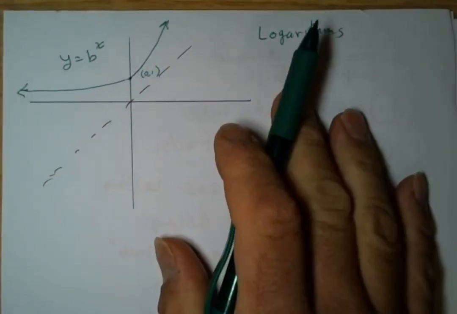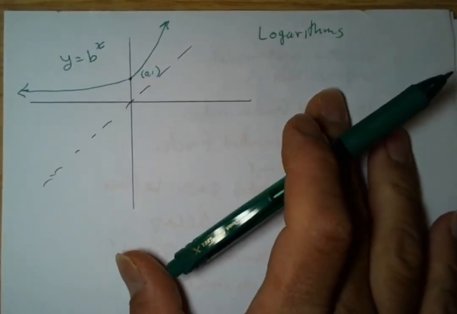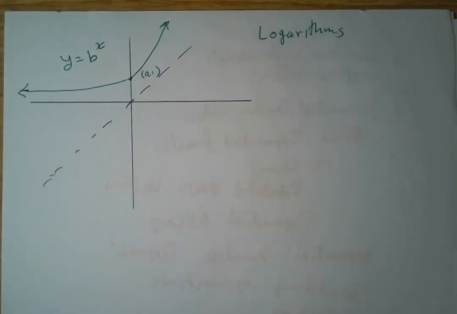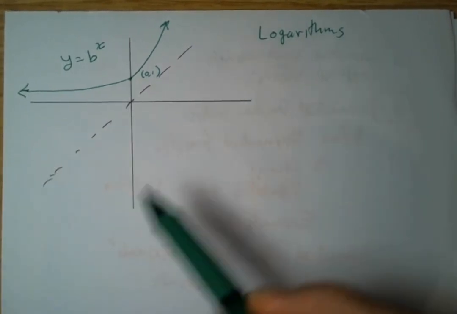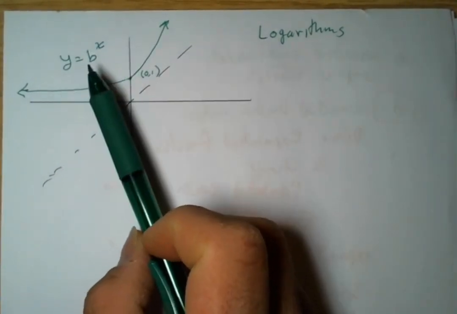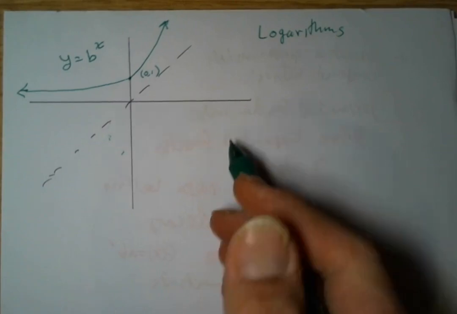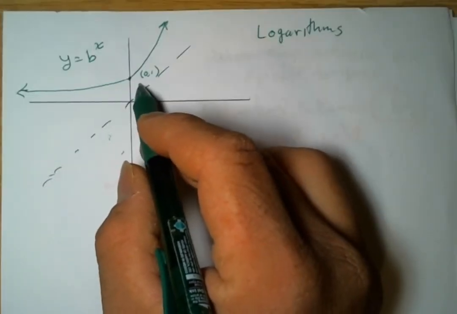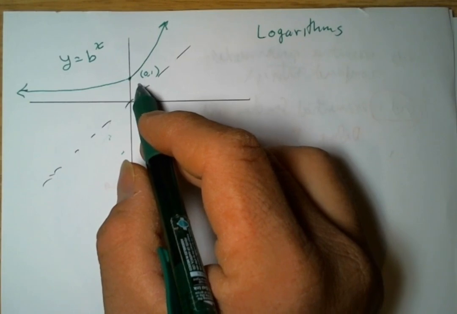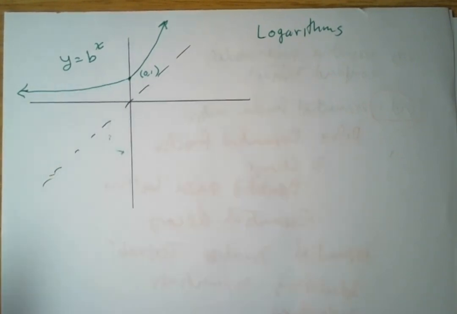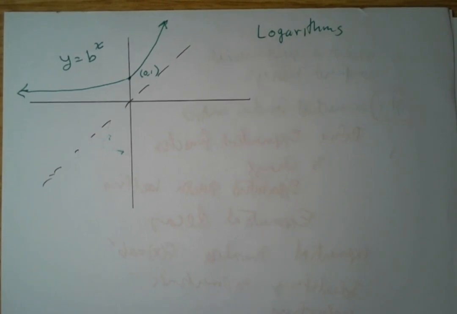Okay, so in this module, we're going to be talking about logarithms. Earlier we were discussing exponentials, and what you see in front of you here is an exponential function, y equals b to the x, and it has a y-intercept at the coordinates (0, 1). Now this graph of the exponential is a one-to-one function, which means that it has an inverse.